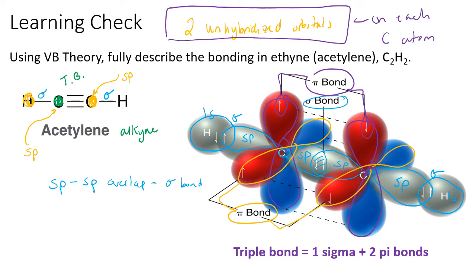So a triple bond is going to be made up of a sigma bond plus 2 pi bonds, whereas a double bond was just a sigma bond and 1 pi bond. So every triple bond that you see, you can always assume that it's going to have those 2 things, 1 sigma and 2 pi's.